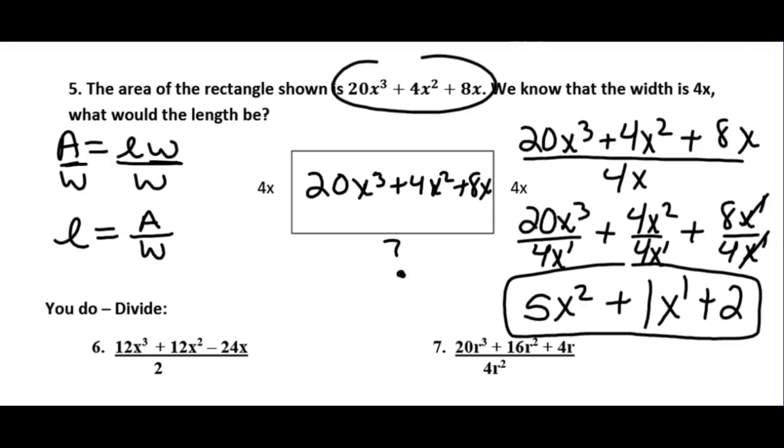And I could take that length, times it by 4x, and I should get that area. That's the way I can always double check that.